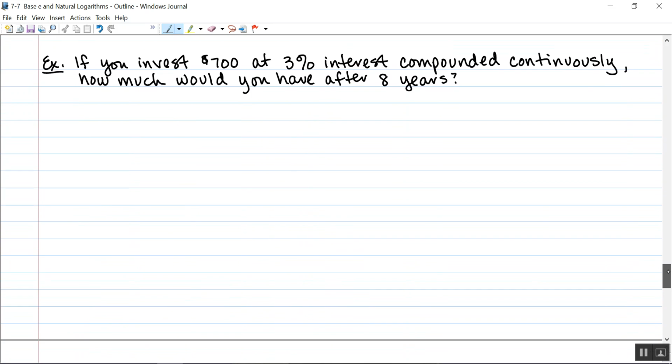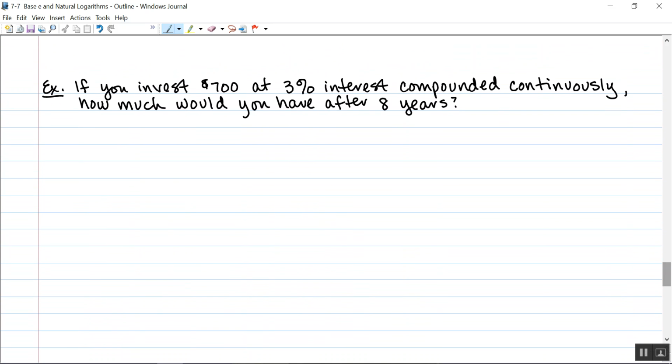So let's take a look at an example here. If you invest $700 at 3% interest compounded continuously, how much would you have after 8 years? So let's write our formula. A equals P times e to the rt. And let's identify what we have. So how much would we have? That's what we don't know. Our principal is 700. My rate is 3%, and written as a decimal it's 0.03, and my time is 8 years.